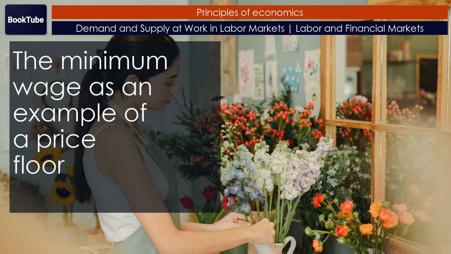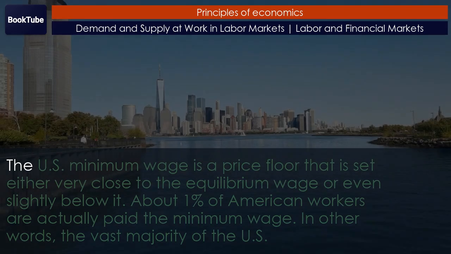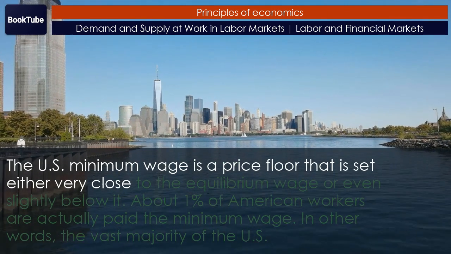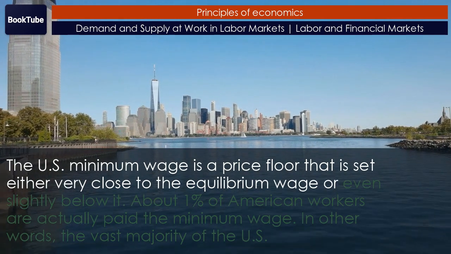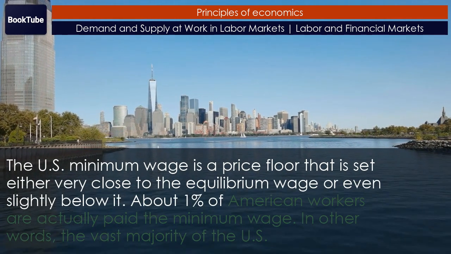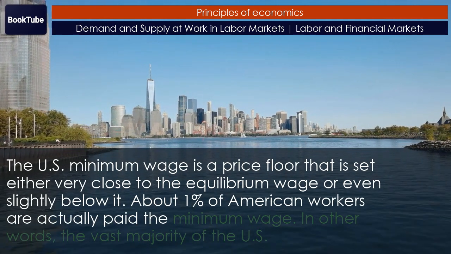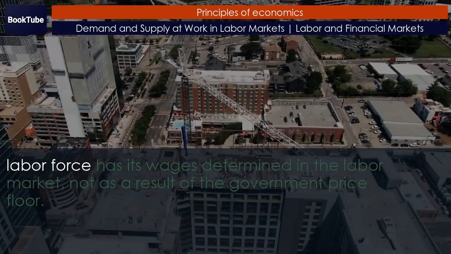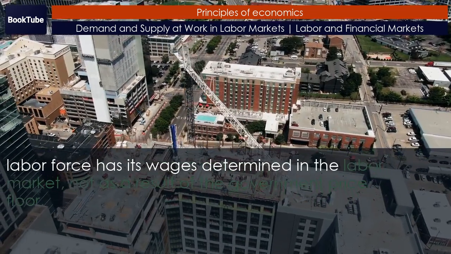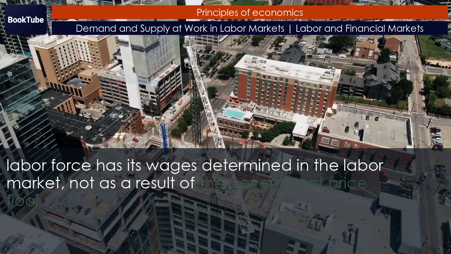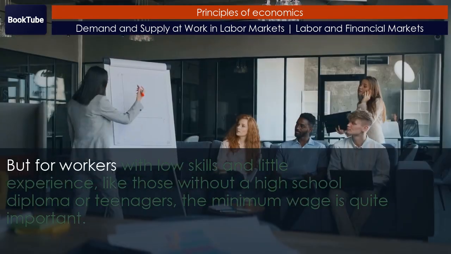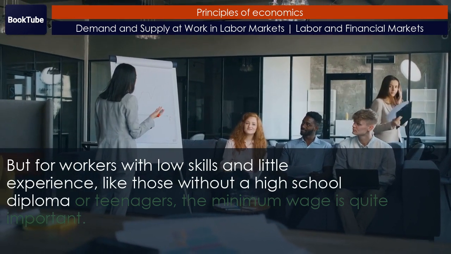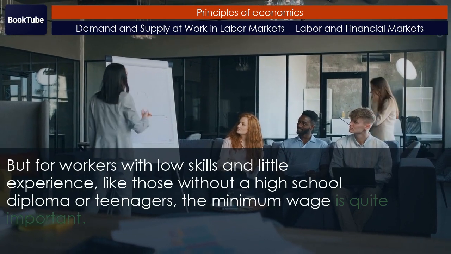The minimum wage is an example of a price floor. The U.S. minimum wage is a price floor that is set either very close to the equilibrium wage or even slightly below it. About 1% of American workers are actually paid the minimum wage. In other words, the vast majority of the U.S. labor force has its wages determined in the labor market, not as a result of the government price floor, but for workers with low skills and little experience, like those without a high school diploma or teenagers, the minimum wage is quite important.